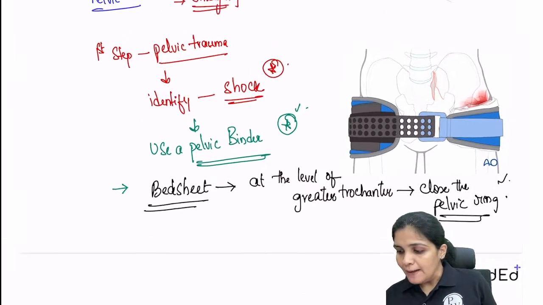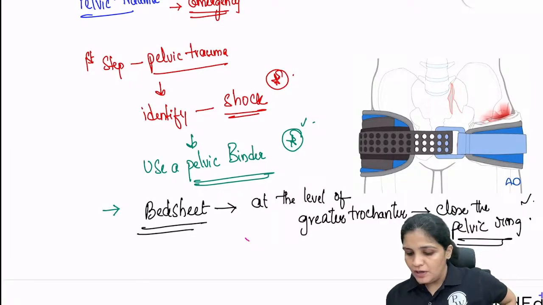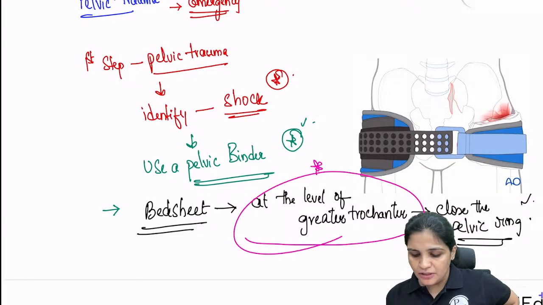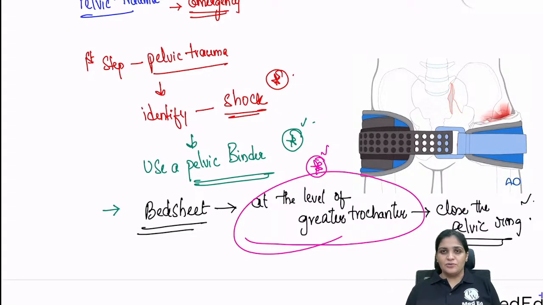So this is your pelvic binder, right? And now they have asked about the pelvic binder. This time they might ask you at which level this is usually put. So not to forget, it is at the level of the greater trochanter. Identify both the greater trochanters on each side, and then you apply around it. You will put a big bed sheet and tie it tightly, so that you're closing that pelvic ring. So this will control the bleeding, right?